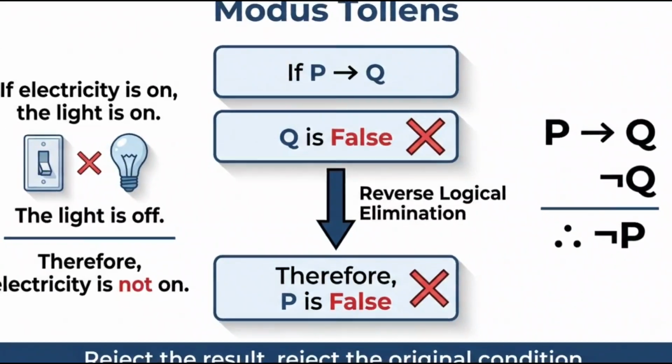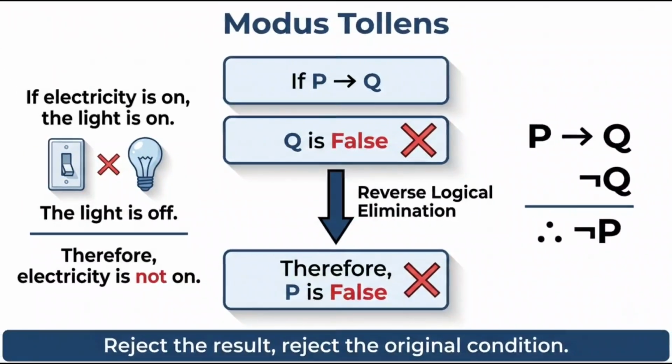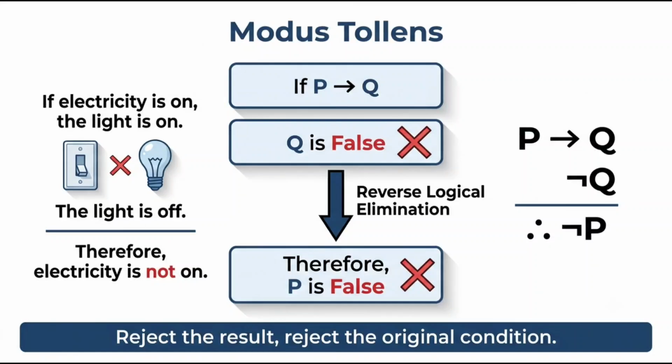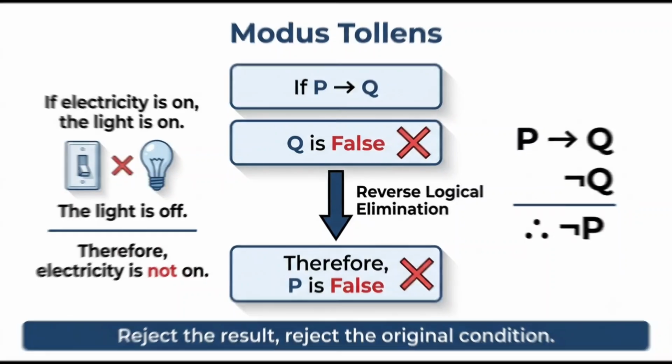Another important rule is Modus Tollens. If P implies Q and Q is false, then P must also be false. These rules help eliminate incorrect possibilities.